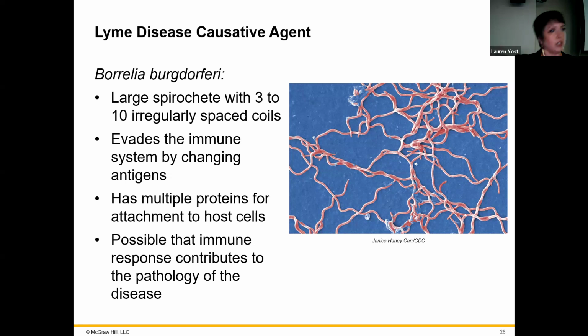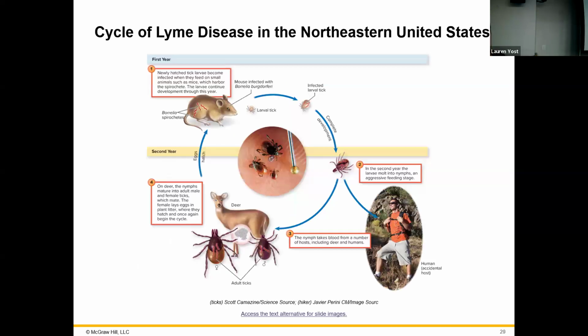It's a very slow progression of the disease, and usually you'll have some aches and pains, but you won't really know what's causing it. It's not getting better, and not everybody gets the bullseye rash, and so sometimes that can make it even more difficult to treat. But it is bacteria, so we could potentially treat it with antibiotics once it does get diagnosed. The immune system seems to contribute pretty strongly to the pathology of this disease and the damage that it can cause.